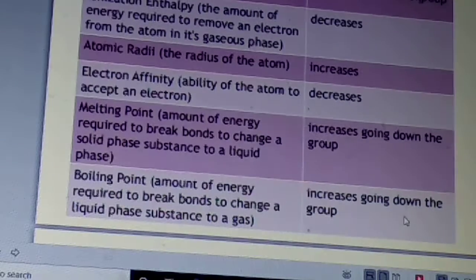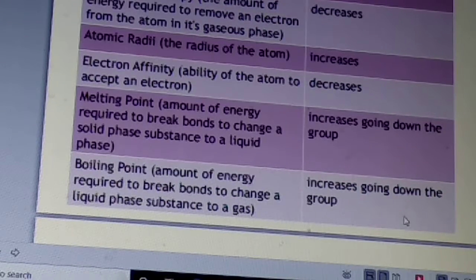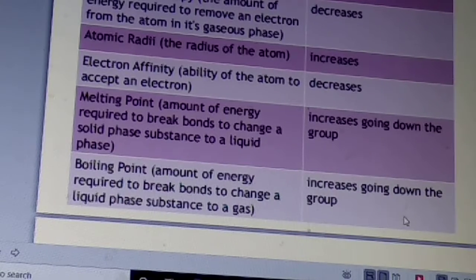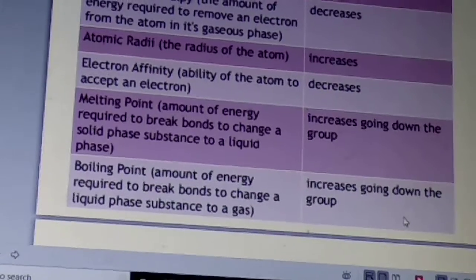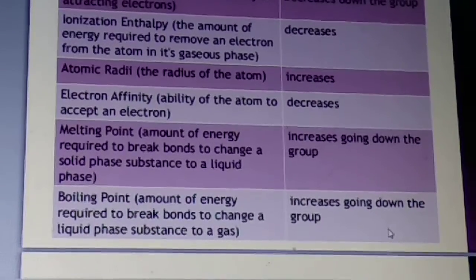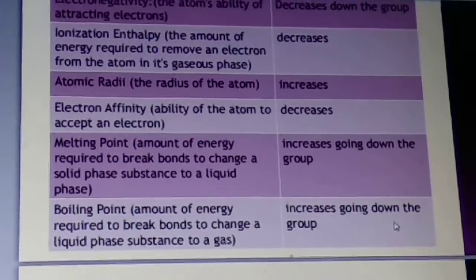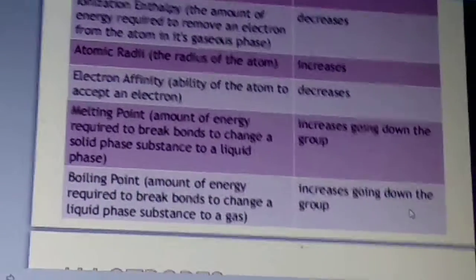Next, electron affinity. What is electron affinity? It is the ability of an atom to accept an electron. So electron affinity also decreases on moving down the group.